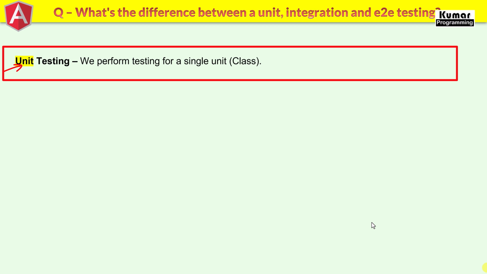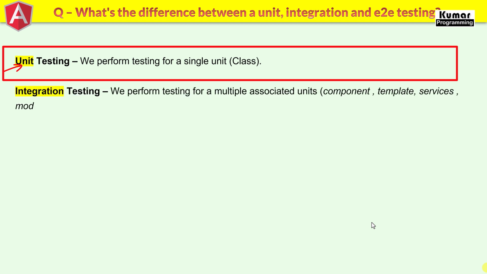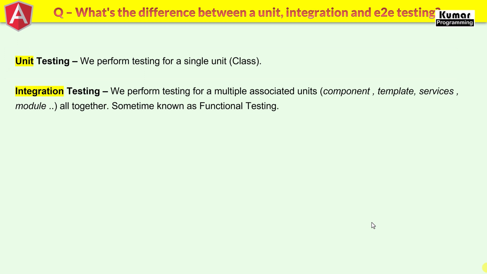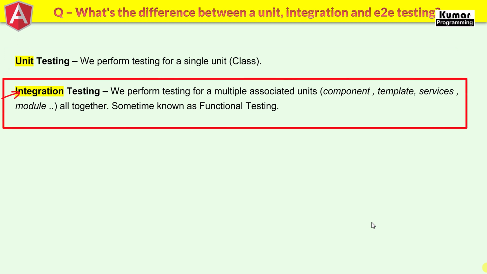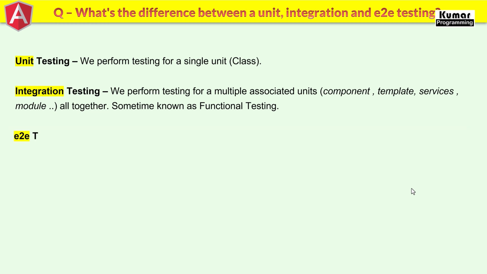Now the second type of testing that we have is integration testing. Integration testing is whenever we perform our testing on multiple associated units. Maybe we have a component, templates, services, modules. So when we are testing more than one class, it is known as integration testing. We are testing some modules and some components which are associated with other services. Sometimes people call it functional testing as well.